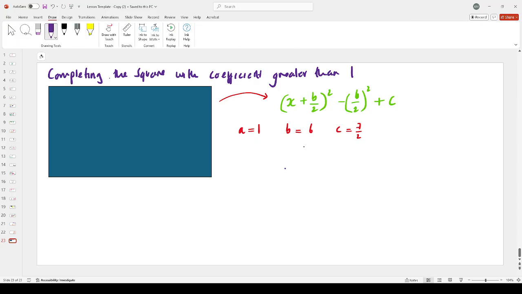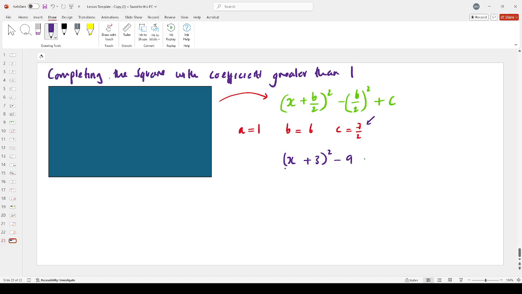Okay, so now we're going to go and complete the square. Again, I said this was a recap, yeah? So, let's go. I'm going to copy that out. X plus, what's B? B is 6. What's 6 divided by 2? 3, then squared. And then what's 6 divided by 2 again? Squared. Very good. 9.